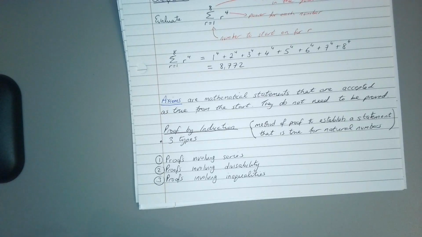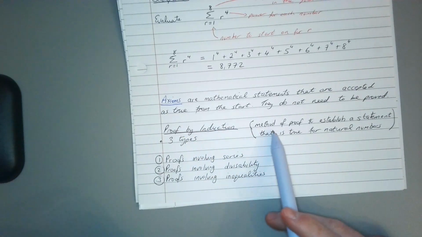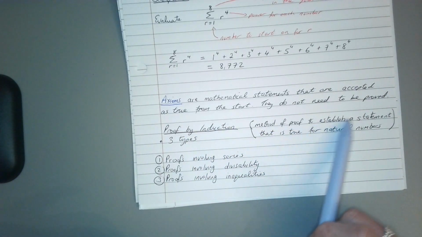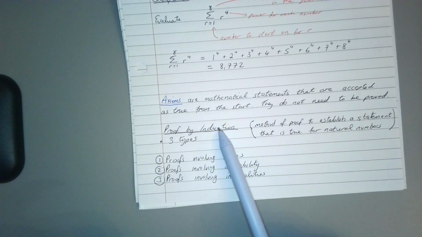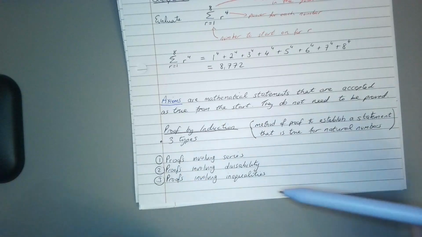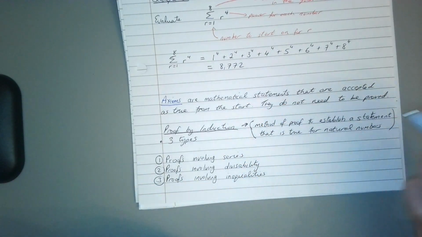Okay, so for proof by induction, there are 3 types. A proof by induction is a method of proof to establish that a statement is true for natural numbers. So they might ask you what is a proof by induction, which is this definition here, and then they might ask you to prove by induction the following.